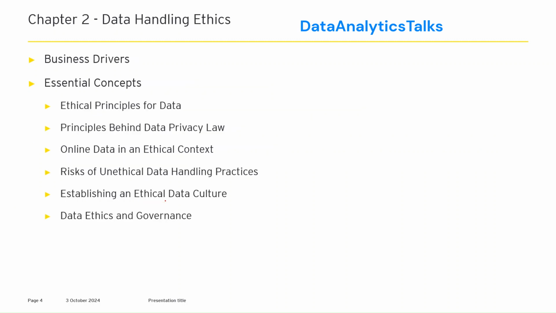Chapter 2 is all about data handling ethics. It has the business drivers. It also talks about the essential concepts, the ethical principles of data, the principles behind data privacy law, online data in an ethical context, the risk of unethical data handling practices, and establishing an ethical data culture. Finally, it talks about data ethics and governance.